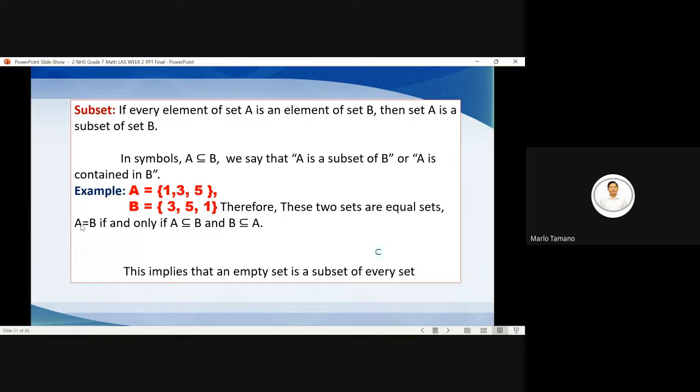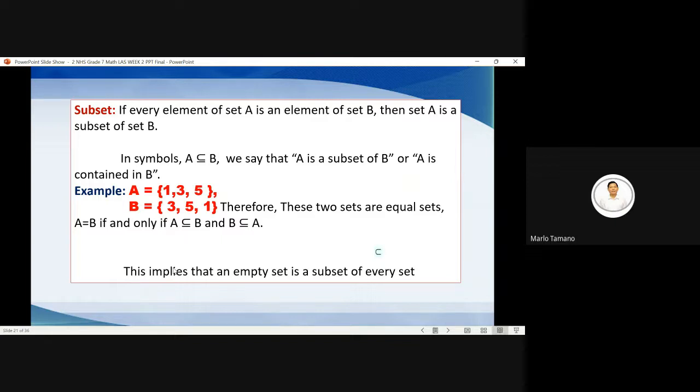The same number. We have set A, 1, 2, 3, tatlo po ang elements. Set B, 1, 2, 3, tatlo rin po. Then, they have exactly the same elements. Set A has 1, set B has 1. Set A has 3, set B has 3. Set A has 5, likewise, set B has 5. So therefore, they are equal. If this will be the case, the two sets A and B are equal. A is equal to B, or B is equal to A. If this will be the case, A is a subset of B, and B is a subset of A, vice versa. All right? So this implies that an empty set is a subset of every set.